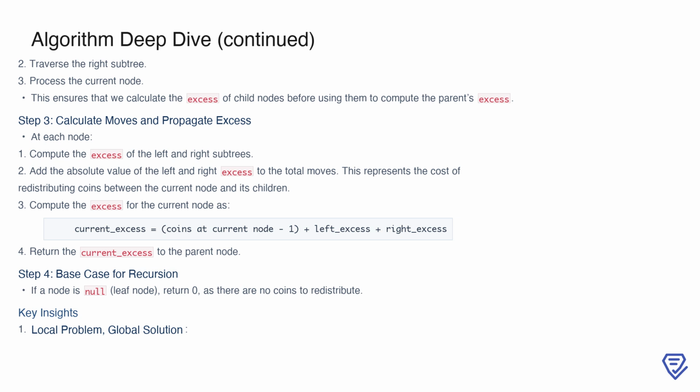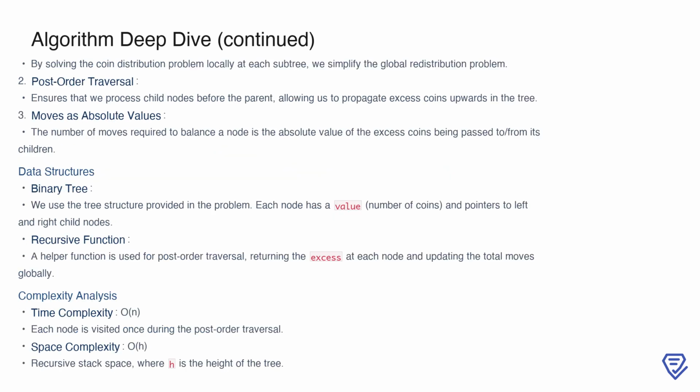For the base case of our recursion, if a node is null, meaning it is a leaf node, we return an excess of 0 because there are no coins to redistribute. The key insight behind this approach is that by breaking the redistribution problem into smaller, localized problems at each subtree, we simplify the process of balancing the entire tree.